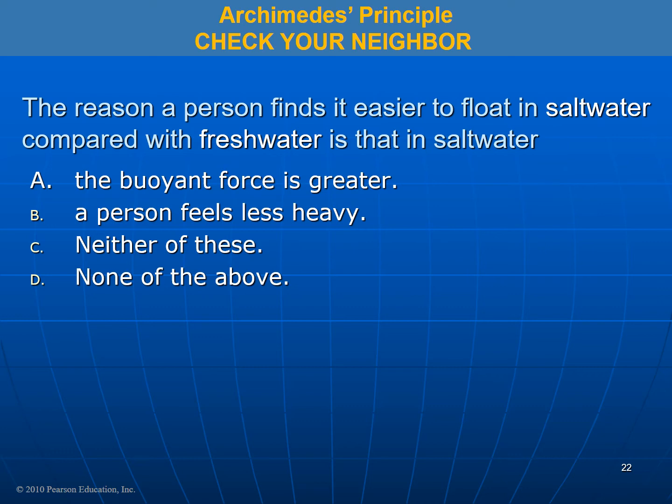It's higher than this. So in this case, the reason a person finds it easier to float in salt water compared with fresh water is that the salt water has a greater buoyancy force, or a person feels less heavy, or neither of these, or none of the above. You have to choose one of these answers. I'm waiting for your answer.